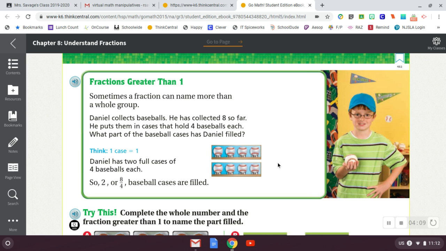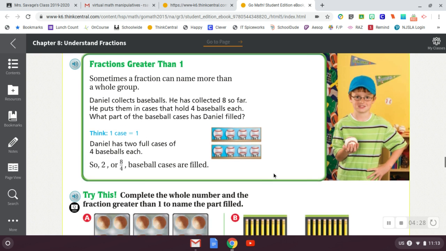So it's important to remember here that I'm not saying baseballs are fourths. I'm saying we're talking about the fractional part of this whole. And the whole includes those 2 cases. Okay? So 8/4 is a fraction greater than 1 to name that picture with 4 baseballs in each case.